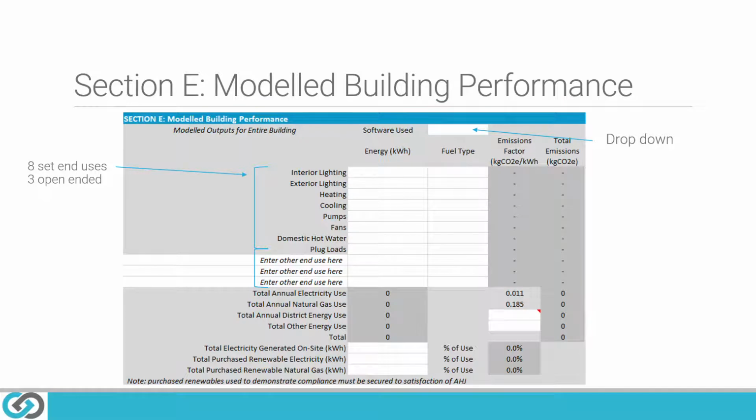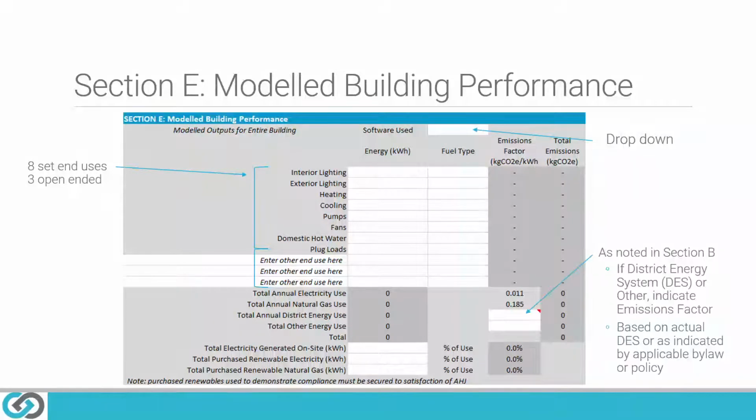To the right, where the annual district energy use is shown, as well as the other energy, that's where we alluded to this a little bit before, but if you are using one of those categories for fuel types, then you will need to put in a project-specific emissions factor. So we touched on this in section B, and just make sure that you're putting this in based on either the actual district energy system or whatever is indicated by the applicable bylaw or policy. And that will then be used in the rest of the report to calculate the emissions factors for those fuel types.